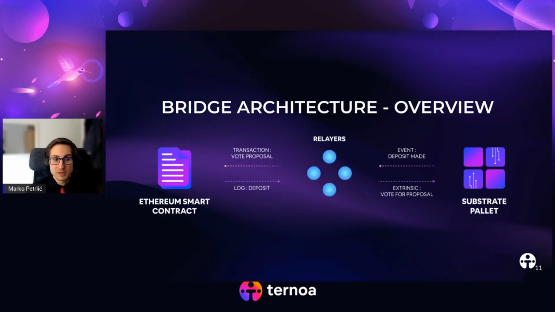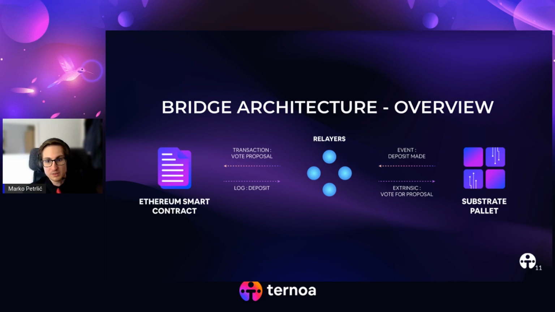This is in a nutshell how it looks like. On the one side or the left side, you have this Ethereum smart contract. It's something that you can see, and something you will use. And if you do a transaction there, like a deposit one, the relayers, they will see this specific log, and then it will initiate a vote for proposal extrinsic on the substrate side. The same goes for the other side.